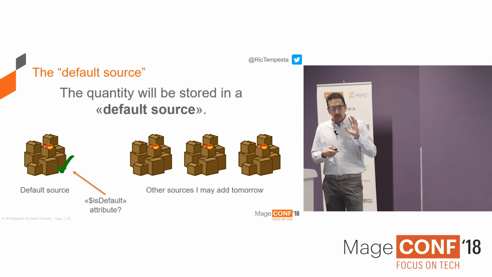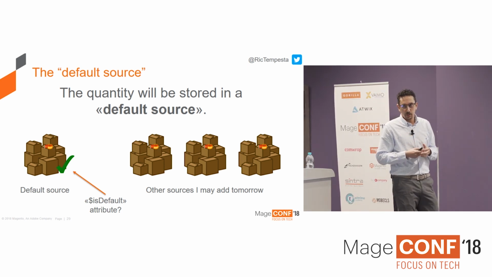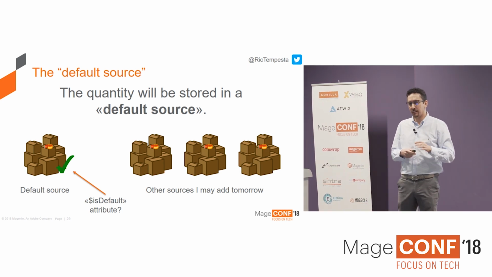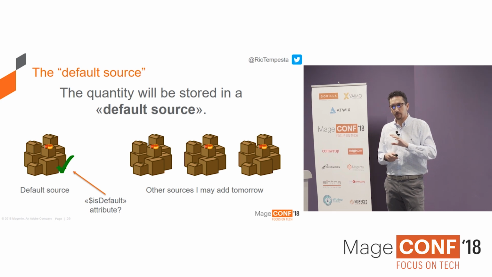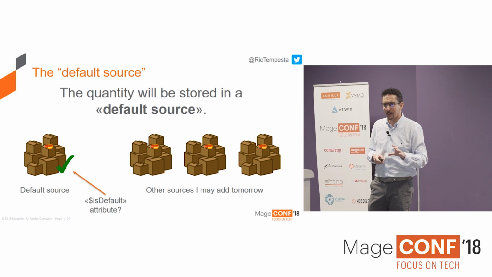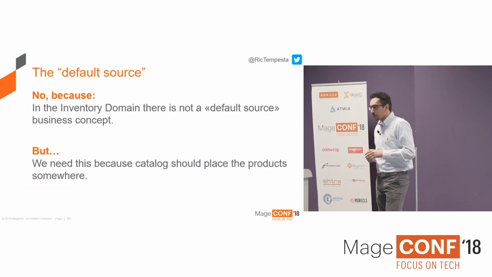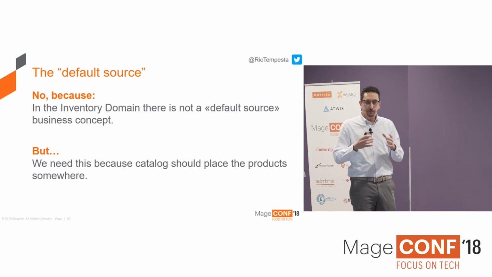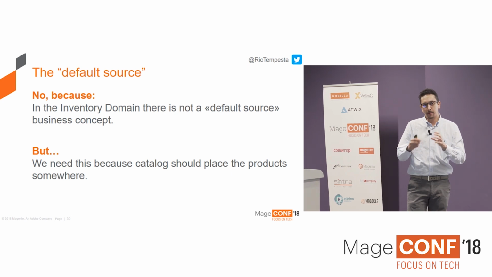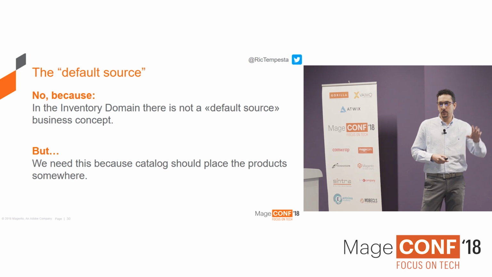But we have a problem behind this approach, because I told you before, we have to speak the same language as the merchant, and we must respect the context. So what does it mean, default source? If you ask a merchant, what is your default source? They will answer you, default what? So it has no meaning, actually. So basically, we cannot put the default source information inside the inventory because it's something that is needed from the catalog, but it's something that the inventory doesn't know.